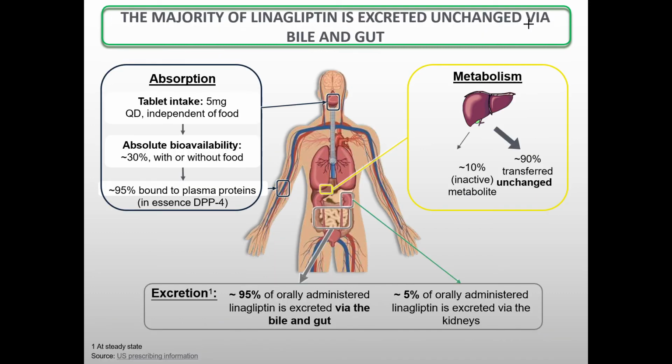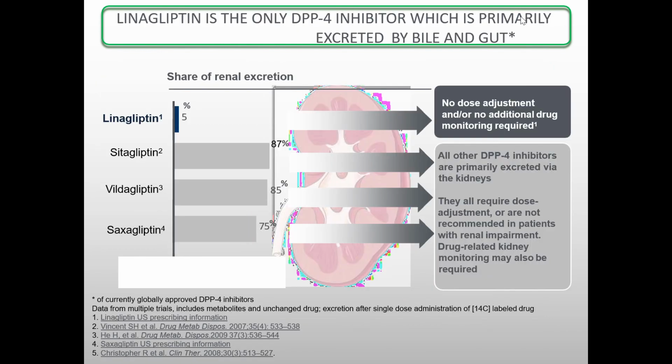Now this is how linagliptin is absorbed. We take a 5 mg dose, and it can be taken with or without food, and the bioavailability is 30%, and it is 95% bound to plasma proteins. After absorption, it goes to the liver where 90% remains unchanged and the remaining 10% is converted into an inactive metabolite. After that, about 95%, as already discussed, is excreted by the bile and the gut, and the remaining 5% of linagliptin is excreted by the kidneys. So this is about the pharmacokinetics of linagliptin.